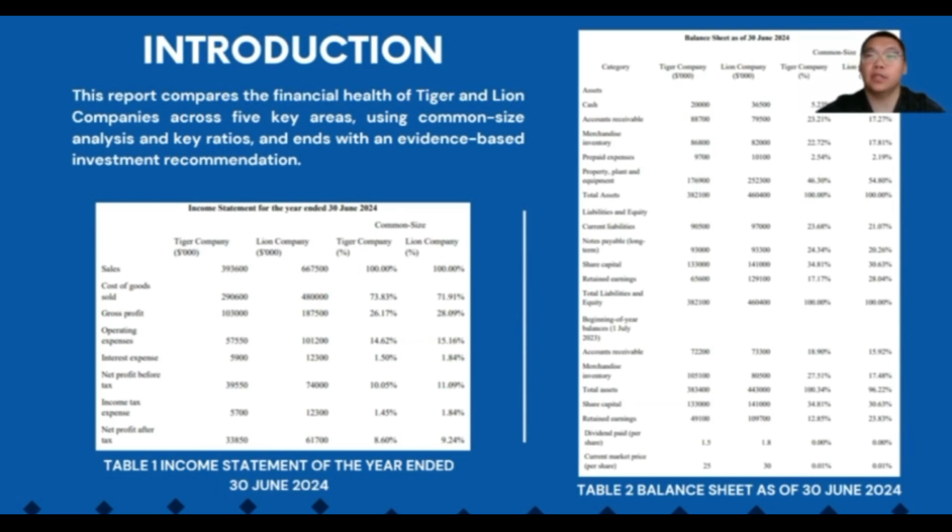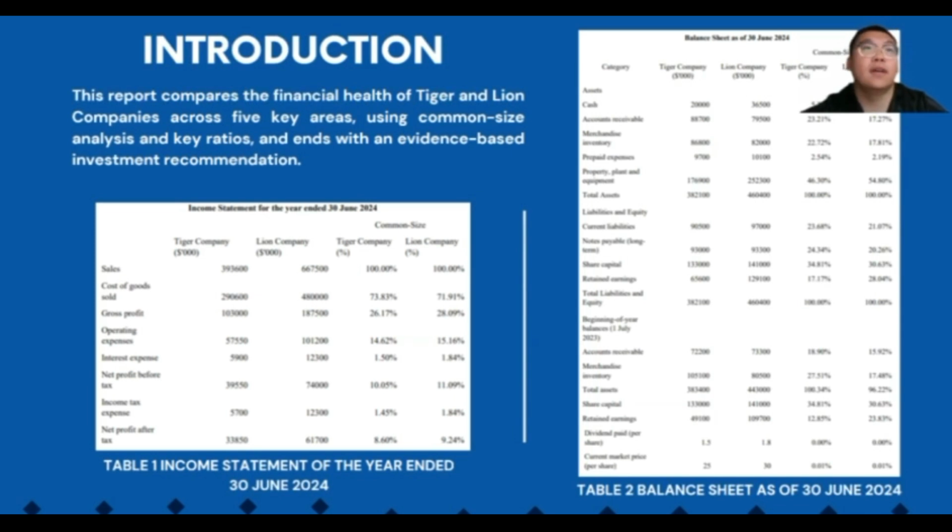To ensure a comprehensive evaluation, we use two core methods. Vertical analysis. By converting financial statements into percentages, we highlight structural differences. For example, Lion's cost of goods sold, which is 71.9% of sales, is lower than Tiger's 73.8%, suggesting better cost control.